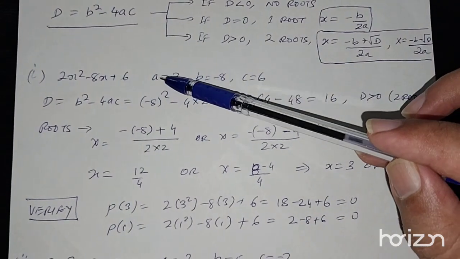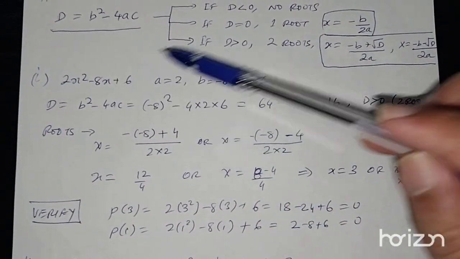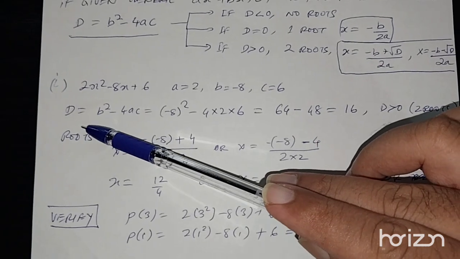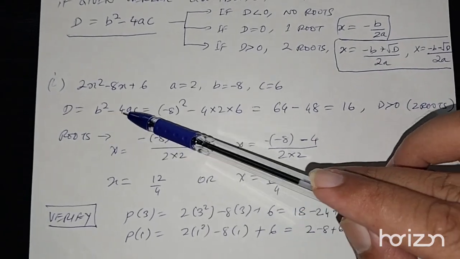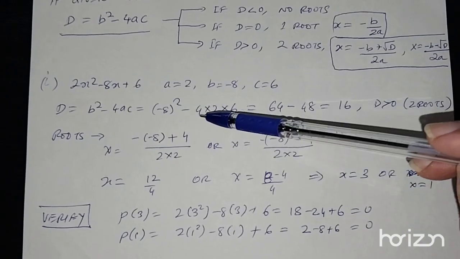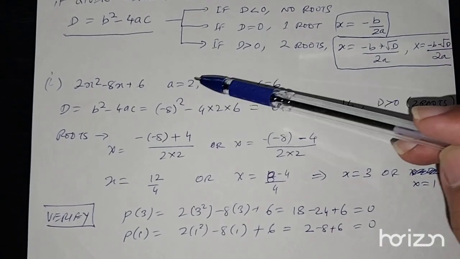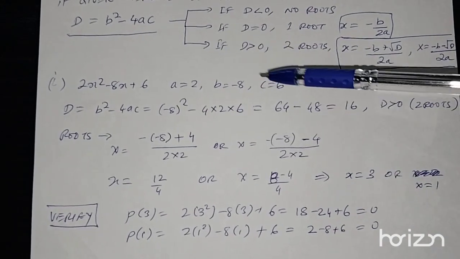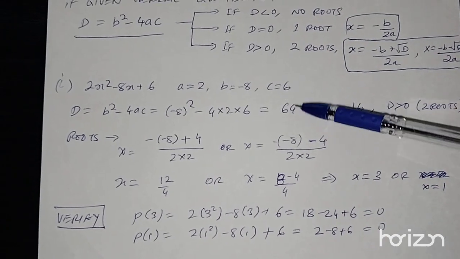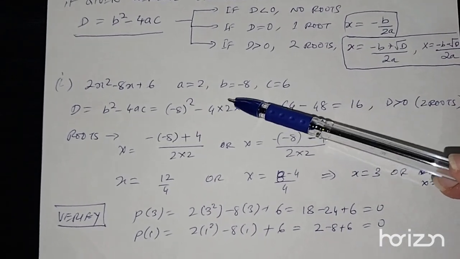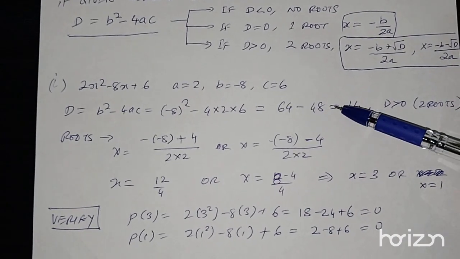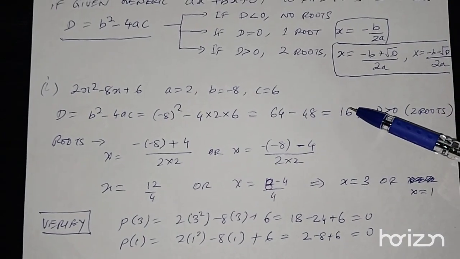Here you can see that a is 2, correct? b is minus 8, correct? And c is 6. Now let us calculate the determinant first. What is the determinant? b squared minus 4ac. What is b? Minus 8. So substituting minus 8 whole squared minus 4 into a, that is 2, into c, which is 6, right? So minus 8 into minus 8 is 64. 4 2s are 8, 8 6s are 48. So 64 minus 48, what remains is 16.